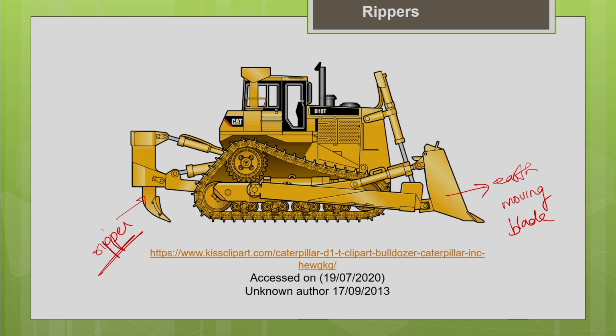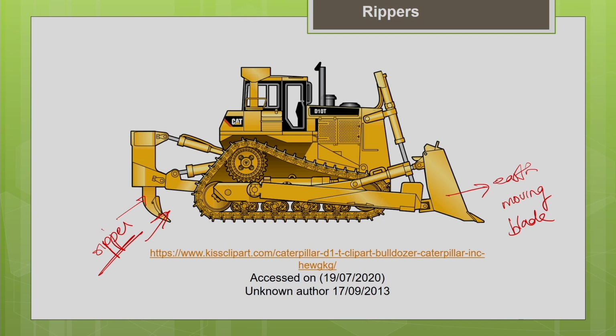So, for example, particularly for hard terrain, if it is a consolidated clayey terrain, first use a ripper to loosen the earth. Once you loosen it, then use the earth moving blade and push the earth. You can follow this sequence so that you can enhance the productivity of the job.